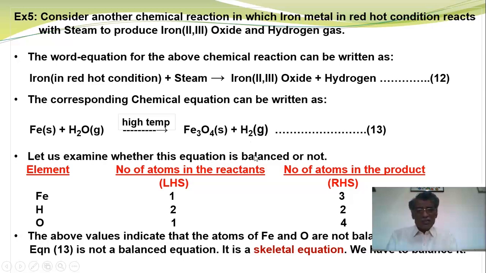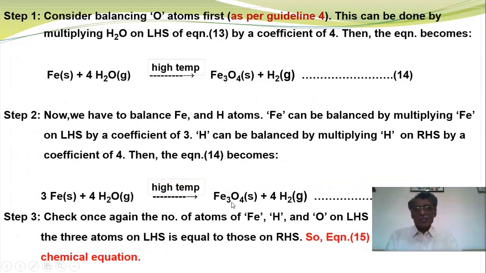Now let us see whether it is balanced or not. Iron, Fe, is not balanced: LHS 1, RHS 3. H is balanced. O is also not balanced: LHS 1 and RHS 4 atoms. Therefore, we have to balance it. Now, as per guideline 4, we have to balance oxygen atoms first.